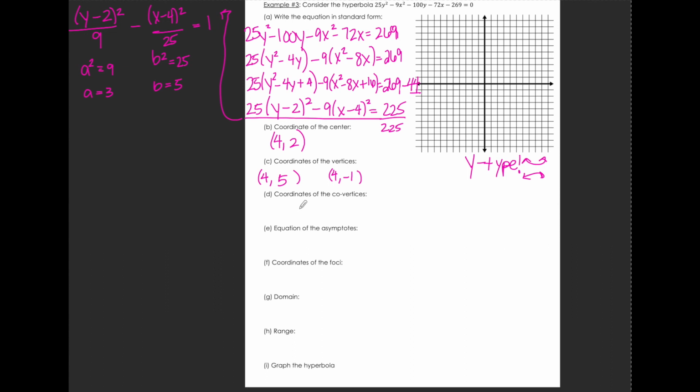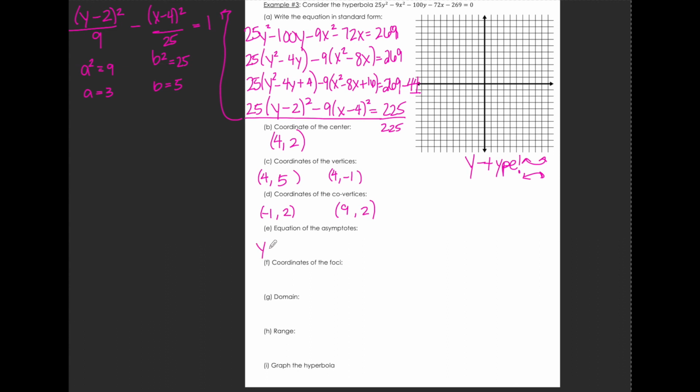For the co-vertices, I have to go b units to the left and right of the center. So the y value is going to stay the same, and my x value is changing. So I have to do 4 minus the b value. So 4 minus 5 is negative 1. And 4 plus the b value. So 4 plus 5 is 9.